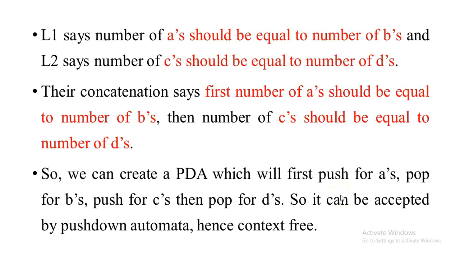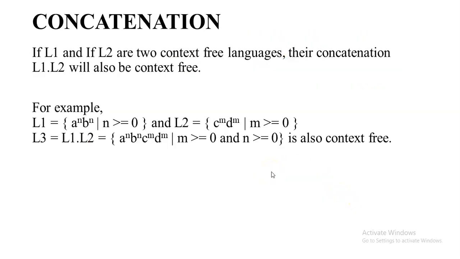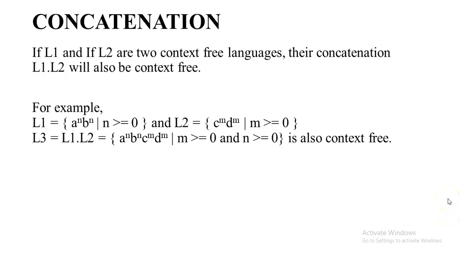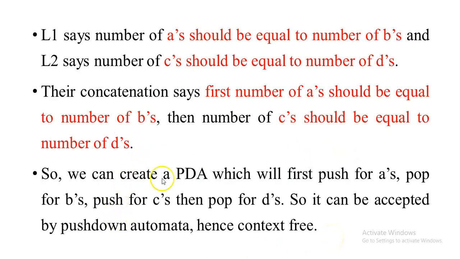Here L1 says the number of A's should be equal to the number of B's, and L2 says the number of C's should be equal to the number of D's. The concatenation L3 says the number of A's equals the number of B's, and the number of C's equals the number of D's. So we can create a pushdown automaton which first pushes for A's and then pops for all B's, then pushes for all C's and pops for all D's. It can be accepted by a pushdown automaton, hence it is a context-free language.